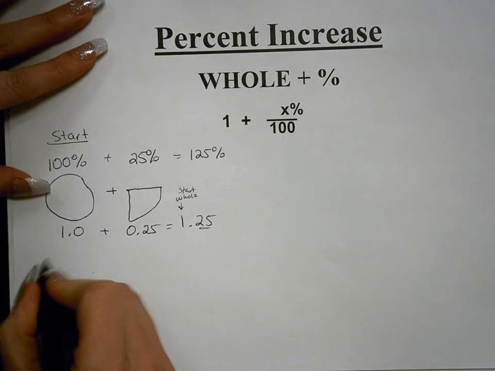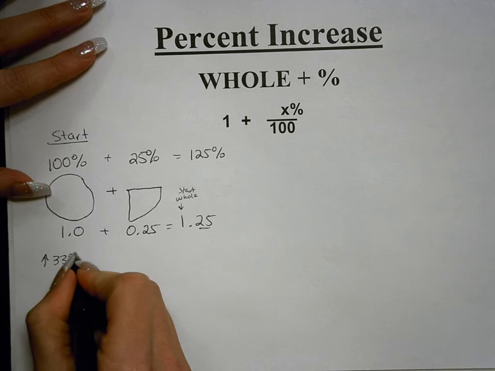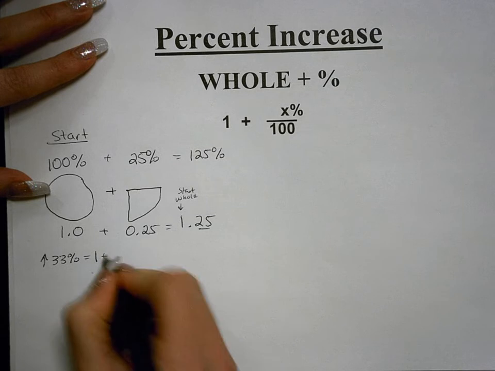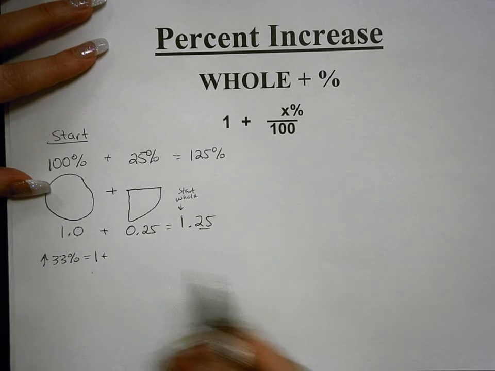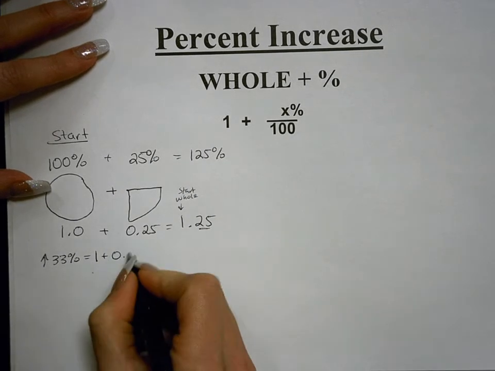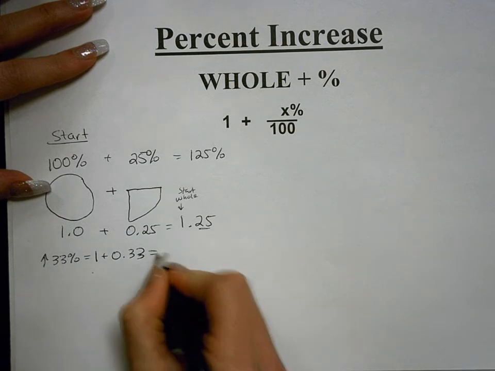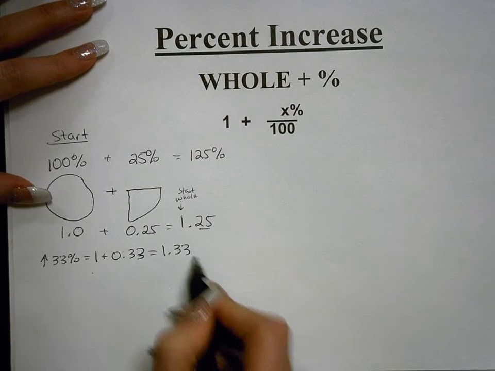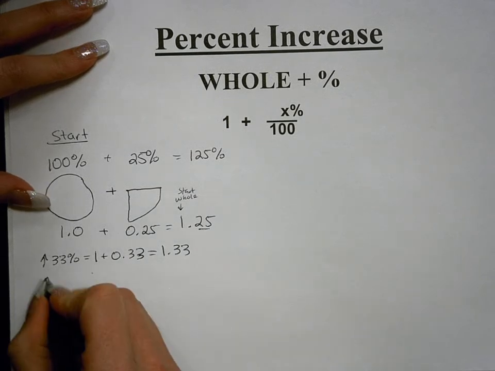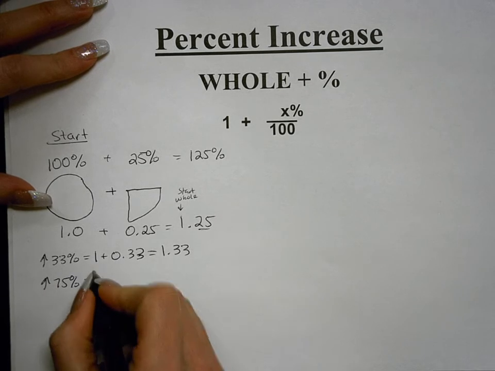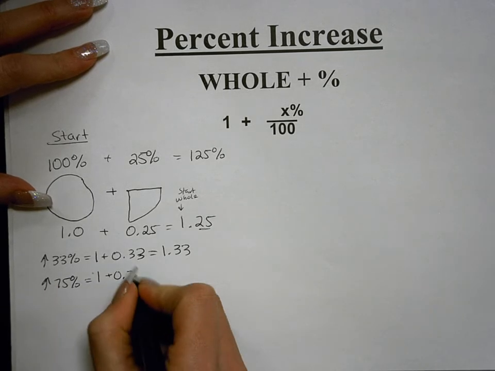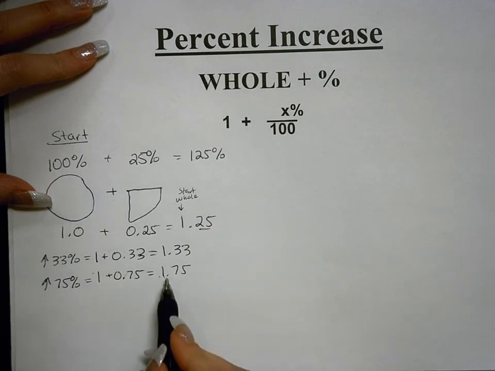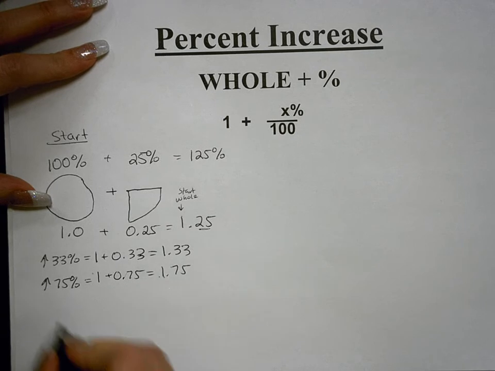So let's look at some other examples. Let's say we increase something by 33%. Then that is the same thing as taking our whole and then adding the 33% in the form of a decimal, which would be 0.33, and we end up with 1.33. This is our whole, this is our 33% increase. 1.33 represents a 33% increase. Let's look at a 75% increase. We start with our whole, we add the percent increase, and we end up with 1.75. The 1 represents our whole, our starting amount. This 75 is our 75% increase.